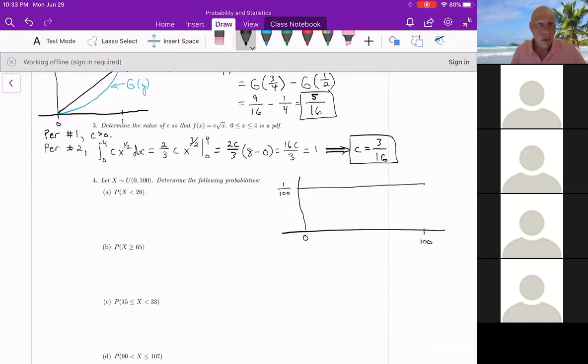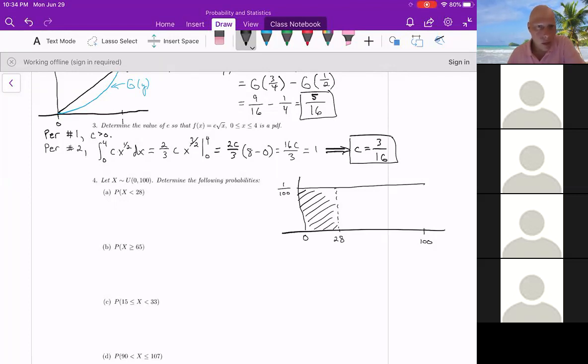And so again, remembering the formula is fine, or just thinking through it logically. This is a rectangle, so you have to have a height such that the height times the length is going to give you an area of 1. We want, for part A, the probability that x is less than 28. And so 28, I'll say, is here. So for part A, it's asking, what is the area of this region?